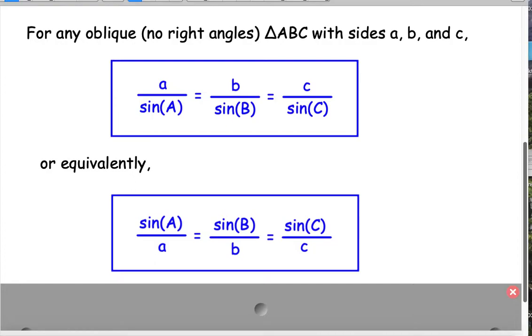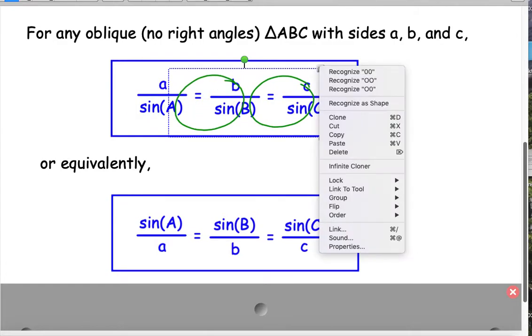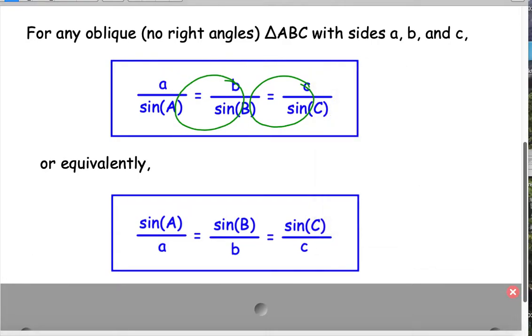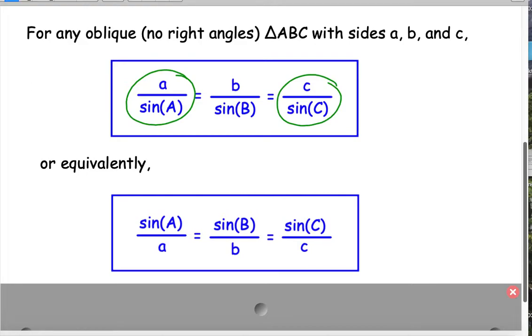Now obviously we have three different ratios equal. So what's going to happen when we solve problems is we're going to want to pick any two of these if we know 3 out of the 4 values. So if we know, let's say, angle A and side a, and maybe side c, but not angle C, then we're going to set those two equal to each other and solve that proportion.